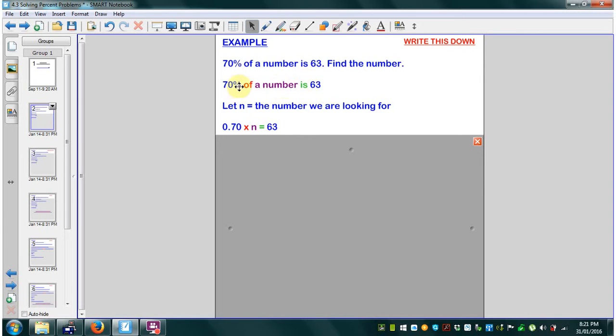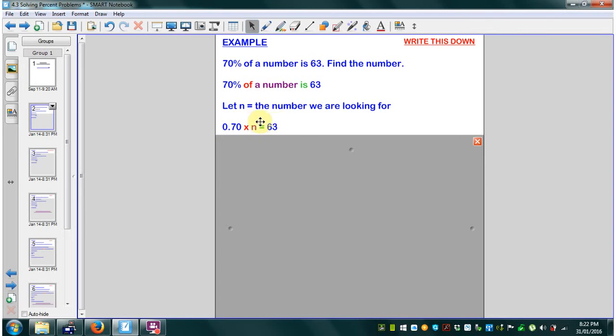So we've written this out using math. It means the same thing, just written a little bit differently, and we're more used to seeing something like this. This is the basic form of algebra. So 0.70 times n equals 63. Now we are looking for the number n. So we need to get n by itself. We need to get n equals something, and that will be our answer.